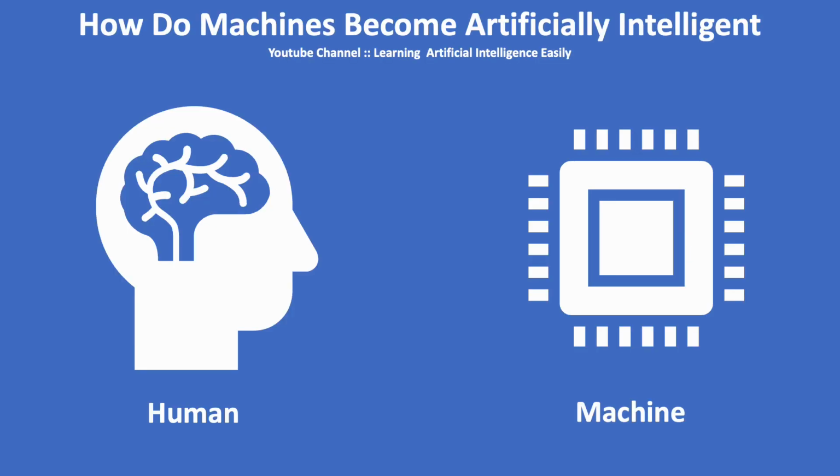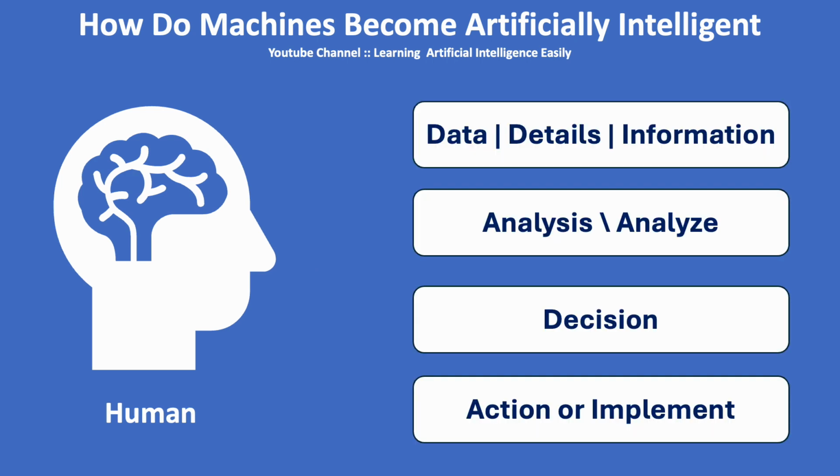Hello everyone, in this video we will mainly focus on the topic: how do machines become artificially intelligent, and see what the basic steps involved in this are. As a first step, we try to see how human intelligence can be defined or described.